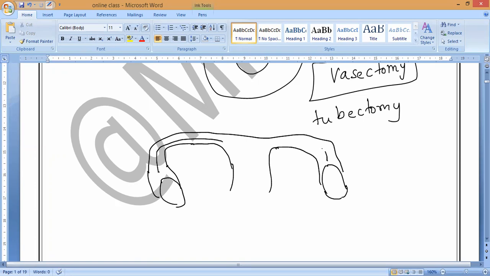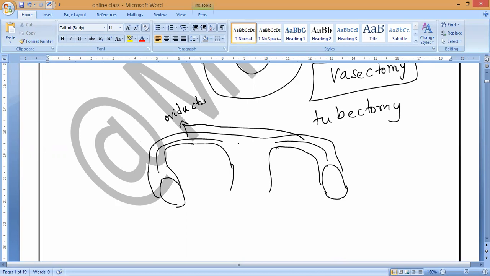What are these tubes called? Once the egg is released, it starts moving through them. What are they called? Please respond. Oviducts. That is oviducts. Another name for the oviduct, what is it, guys? Fallopian tubes. So these fallopian tubes are the oviducts.